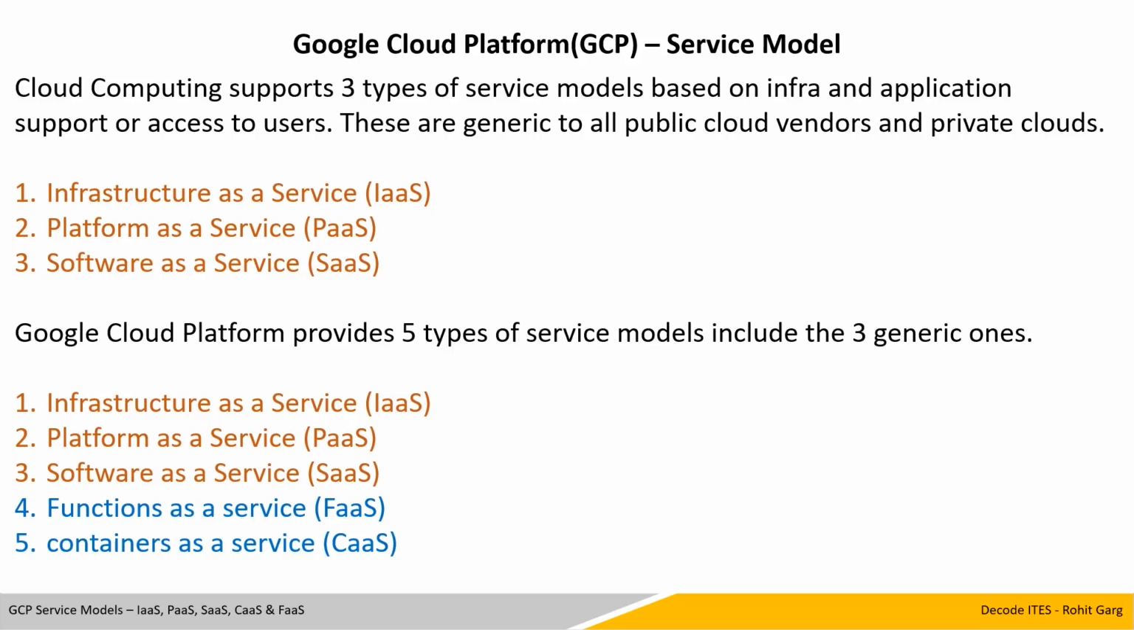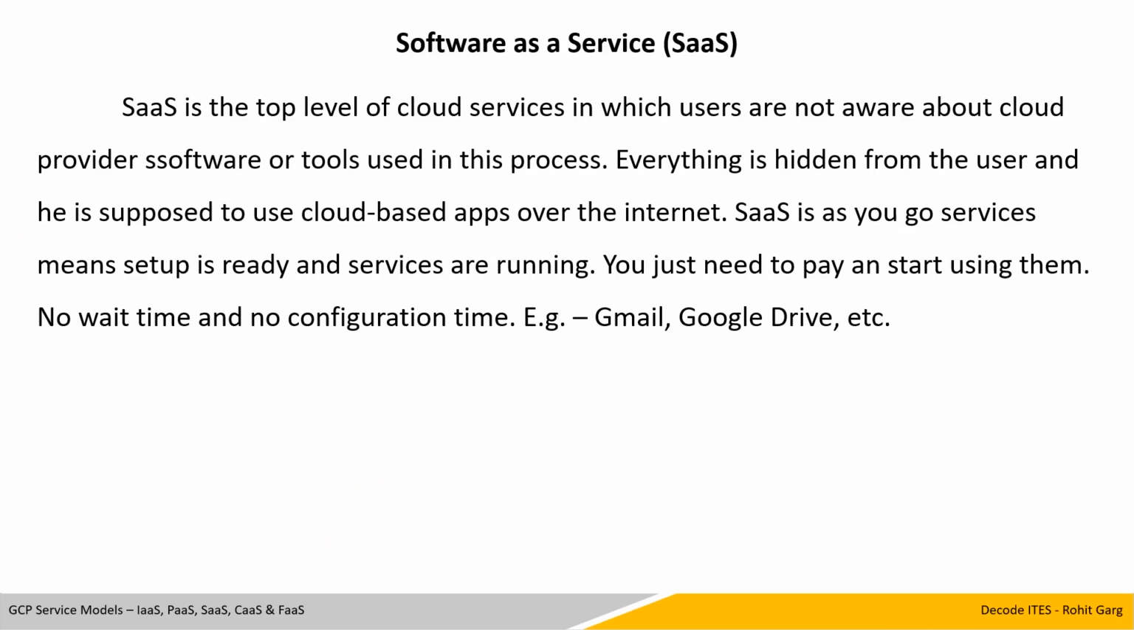IaaS called infrastructure as a service, PaaS called platform as a service, SaaS called software as a service. Google Cloud Platform provides five types of service models, including three generic ones. Other than IaaS, PaaS, and SaaS, GCP provides FaaS called Function as a Service and CaaS called Container as a Service.